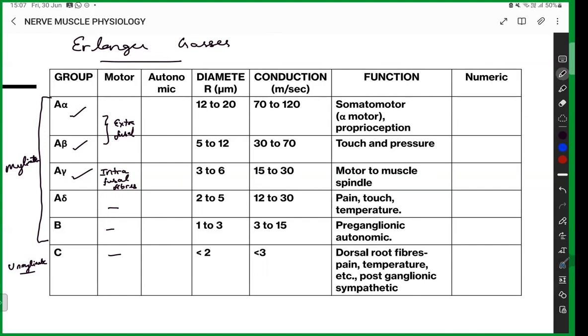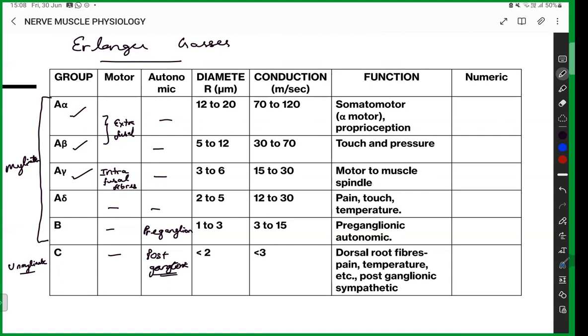Now coming to autonomic function. Remember, myelinated nerve fibers don't have autonomic function, except your B. B is also a myelinated nerve fiber, but it also has an autonomic function. Which autonomic function do they have? The B fibers are going to be preganglionic autonomic fibers, whereas your C is going to be postganglionic fibers.